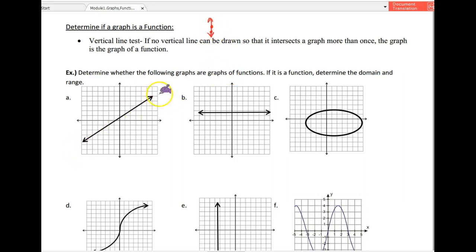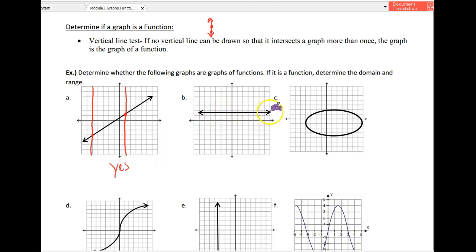Looking at this first graph, we already have some vertical lines going through it, and I can see that at any point I would only touch that vertical line once. No matter where I draw the line, it's only going to touch that vertical line once. So yes, this is a function.